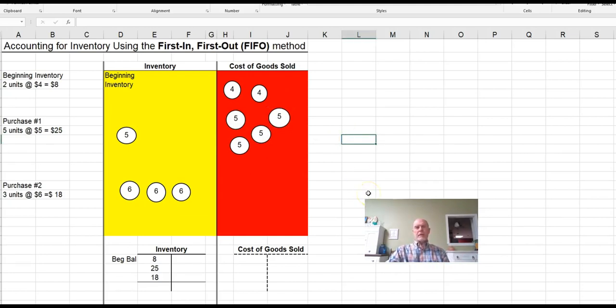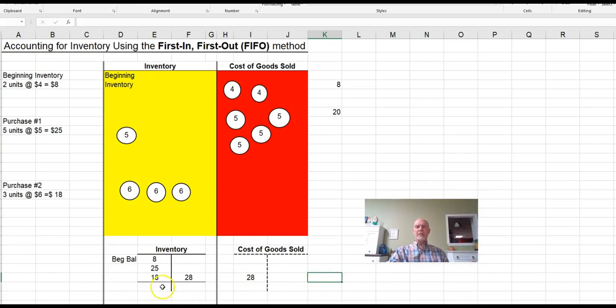So according to that assumption, what was the cost of the 6 items that we sold? Well, these 2 cost $4 apiece, that's 8. And then we had 4 at $5, that's 20. So that's a total of $28. So when we're making our journal entry, we would credit inventory for 28 and debit cost of goods sold for 28.